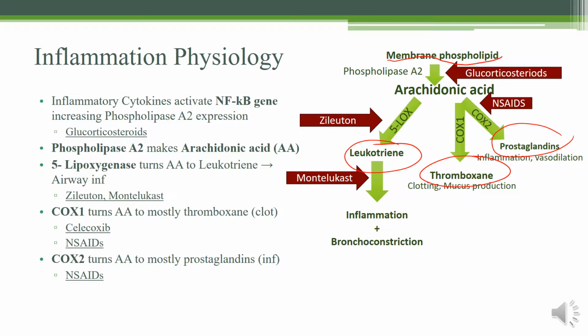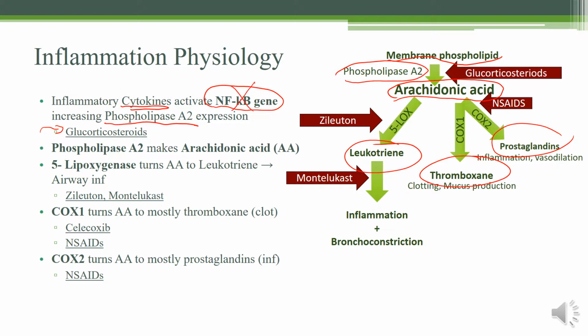Now, the first step in this process is going to be the use of inflammatory cytokines. These cytokines activate NF-kappa B, and this NF-kappa B causes an increase in expression of phospholipase A2. So you've got phospholipase A2 over here that turns your cell surface membrane phospholipids into arachidonic acid. Now, arachidonic acid is going to be very important because that's the crossroads of all this inflammatory response. We can all inhibit this through the use of glucocorticosteroids, which just inhibits this gene right over here.